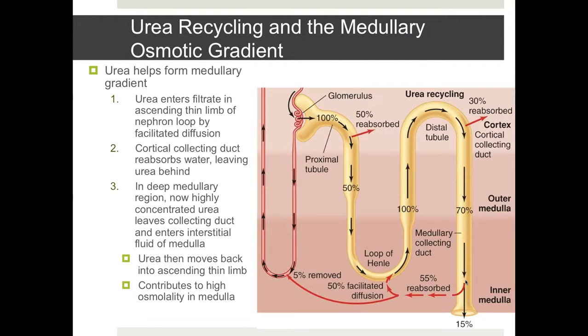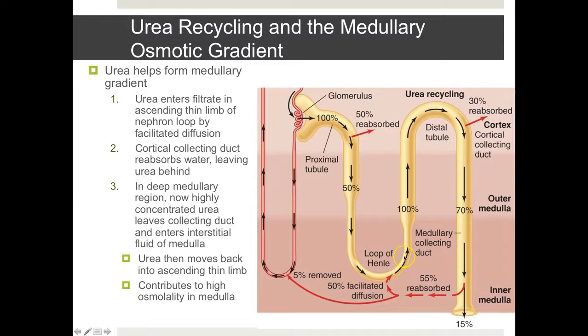So now we're going to talk about urea recycling. That's going to really help create our medullary gradient. And so urea is going to enter our filtrate in our ascending thin limb. So let me take you through this process real quick. We have urea that is 50% of it is reabsorbed here in the proximal convoluted tubule. So we only have 50% left here. And we're moving through, and we're going to see that later on.